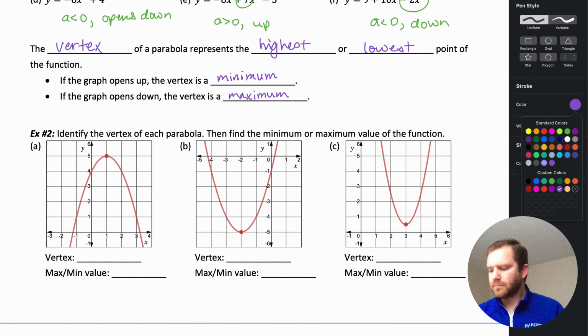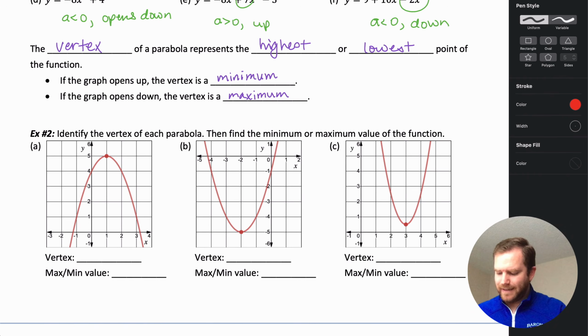Okay? So let's go ahead and identify the vertex. When I say identify the vertex, what I mean here is write its ordered pair and then find the minimum or maximum value. So this is a key word here. Find the minimum or maximum value of our function. So in this curve, it opens down, which means we are going to have a maximum value, and it's going to happen at the vertex.